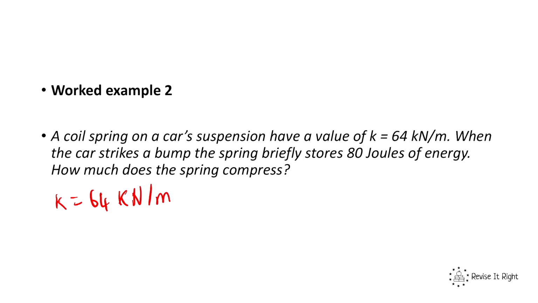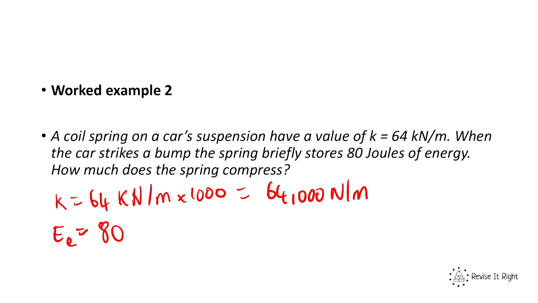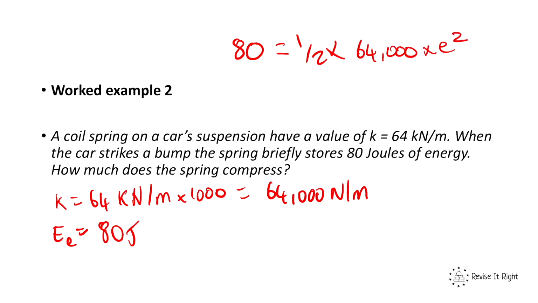Obviously, we need to convert this into newtons per meter, so we can convert kilonewtons by multiplying by 1,000, which gives us 64,000 newtons per meter. And we've got our elastic energy of 80 joules. Now we can input these into our equation. So elastic energy, which equals 80, is equal to 1/2 times our spring constant, which we've worked out to be 64,000, times extension squared, which is what we're trying to work out.